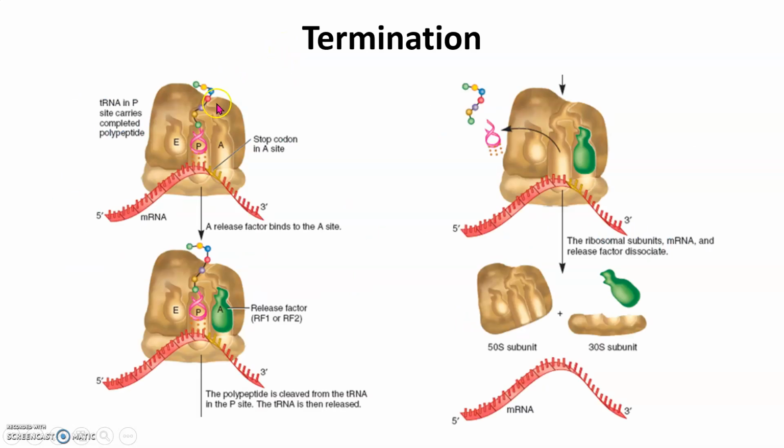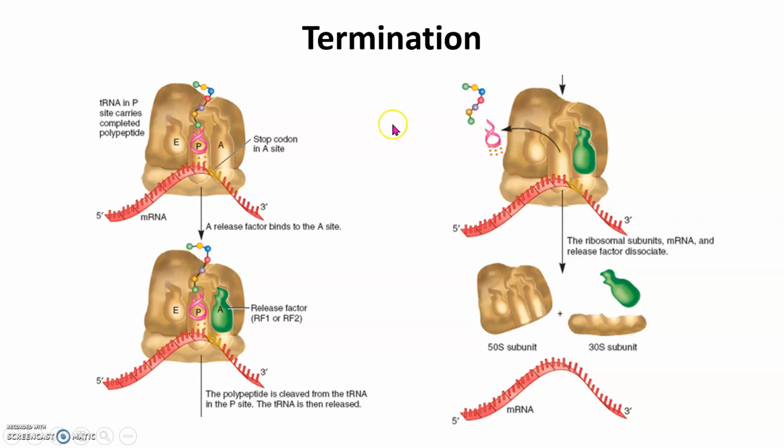Now for termination. So we have grown. Now we have reached a stop codon. Once we reach the stop codon, we're waiting still for whatever's coming in to come in. Now it's not going to be a tRNA that comes in. Instead, it's a release factor. So release factor 1 or release factor 2. Release factor comes into the A site. Once release factor comes into the A site, it causes everything to dissociate. So we get this RF1 or RF2 that comes in.